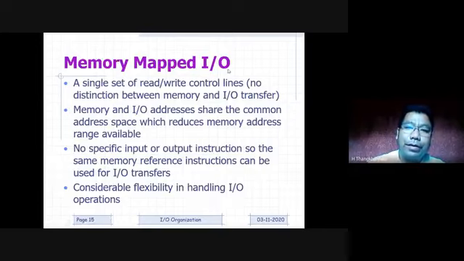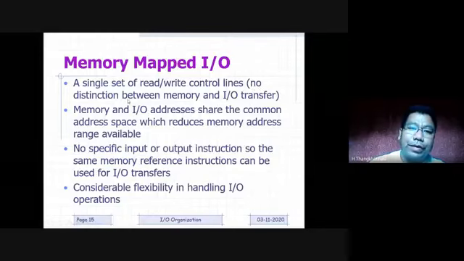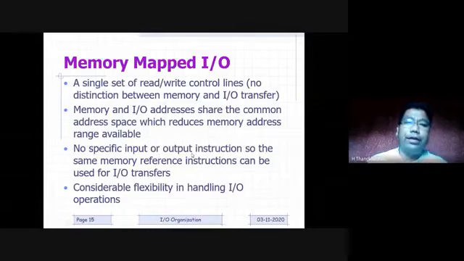Another one is memory map IO. In this memory map IO, a single set of read or write control line, no distinction between memory and IO transfer. In this memory map IO, they share the same line. Okay, memory and IO addresses share the same address space. Even address space also are same, and reduced memory address range available. All right, no specific input-output instruction. This is the opposite of isolated IO, and considerable flexible in handling IO operations.